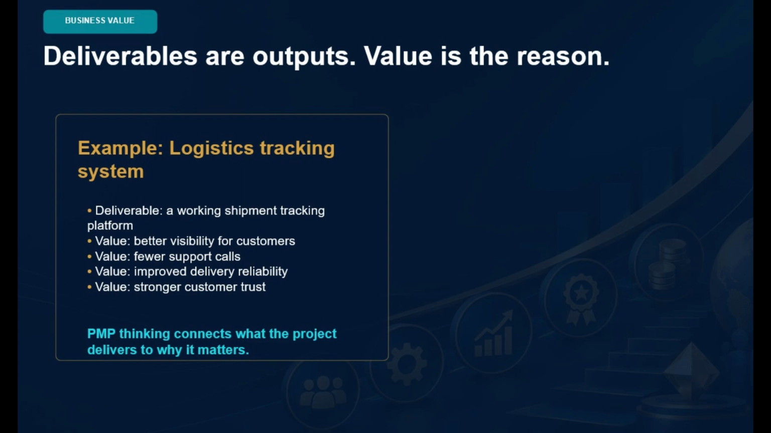For example, a logistics company may start a project to implement a new shipment tracking system. The deliverable is the tracking system, but the value may be better customer visibility, fewer support calls, improved delivery reliability, and stronger customer trust. This is why PMP focuses not only on deliverables, but also on benefits and business value.